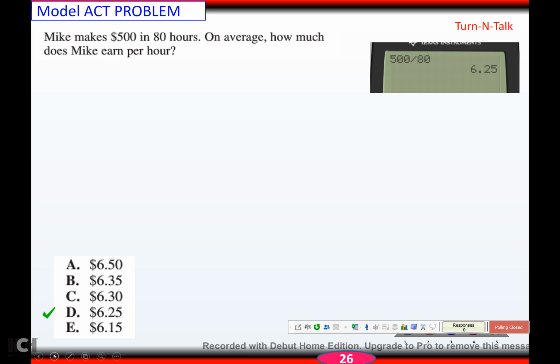If Mike makes $500 in 80 hours, on average, how much does Mike earn per hour? Think of it this way. They're saying he makes $500 in 80 hours. They want to know what he makes in 1 hour. So they want this to be a 1, so you're dividing by 80. 500 divided by 80 would be $6.25 per 1 hour.